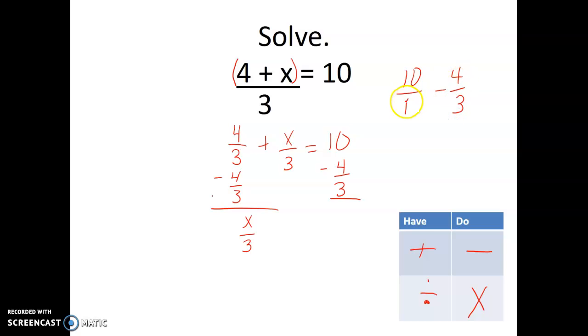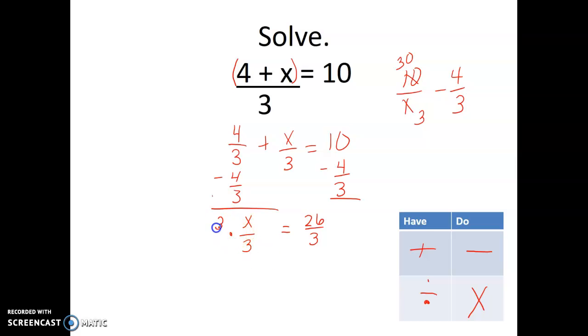Well, I need a common denominator. So let's multiply 10 over 1, the numerator and denominator, by 3. So I have 30 over 3 minus 4 over 3. And 30 minus 4, that is going to give me 26 over 3. And I can go ahead and simplify that, but I'm just going to wait for one second real quick before I do that. Because now I need to undo my division.